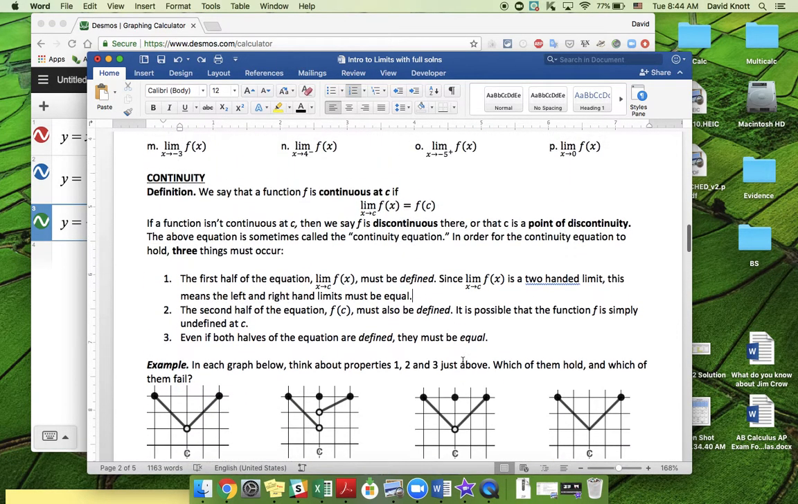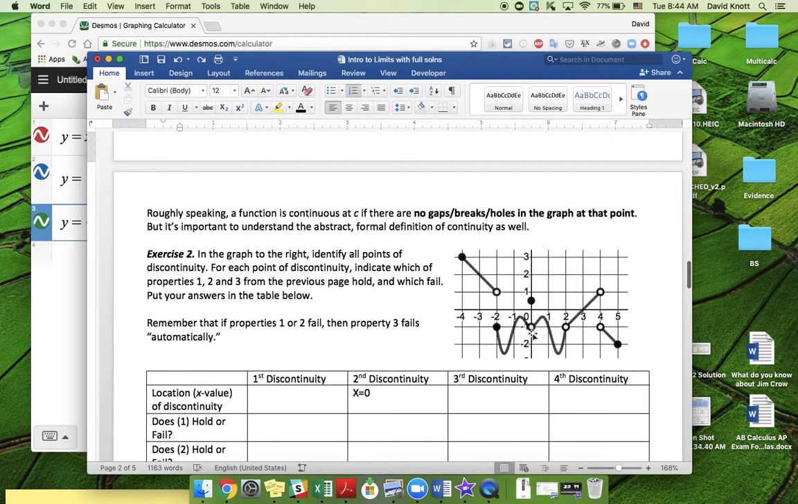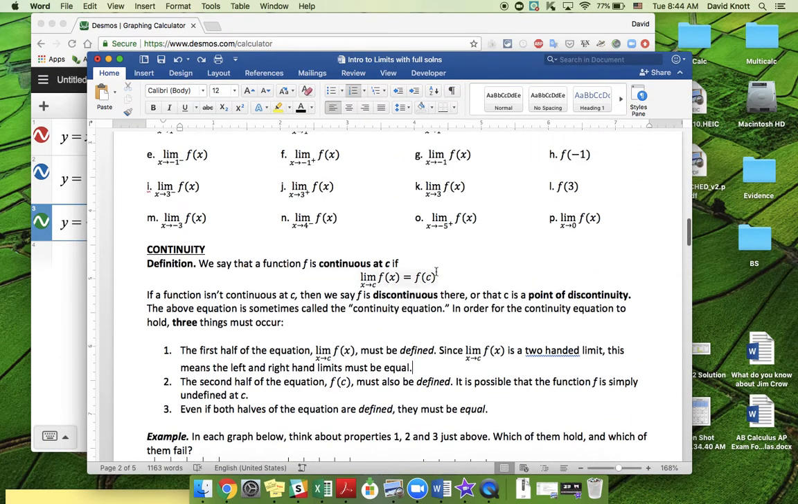So these three properties, if you remember, are what is necessary for the function to be continuous at the point. Now you can obviously tell the function's not continuous at 0. There's a gap in the graph, but the point of this exercise is to see exactly why it's not continuous. Remember, being continuous means that this equation holds. This equation is true. And in order for the function to be continuous at that point, these three things must hold true.